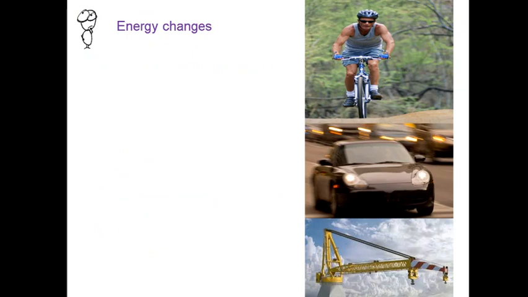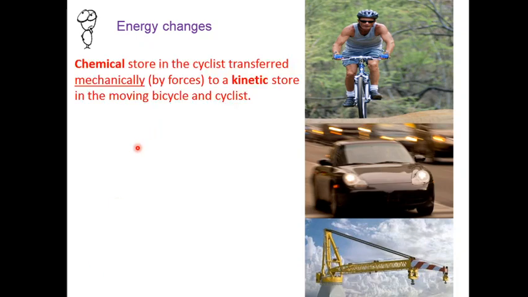So I also asked you to have a think about the energy changes that might be happening in each of these situations. And they're all quite similar actually. For the first one, we have got the cyclist cycling along on the bike. So the energy stored to start with here is the chemical energy store that is stored within the cyclist's body. And when the cyclist pedals the bike, that chemical energy store is transferred mechanically, or by forces, the forces of the cyclist's muscles, and that's converted into a kinetic energy store as the person and the bike start to move along.